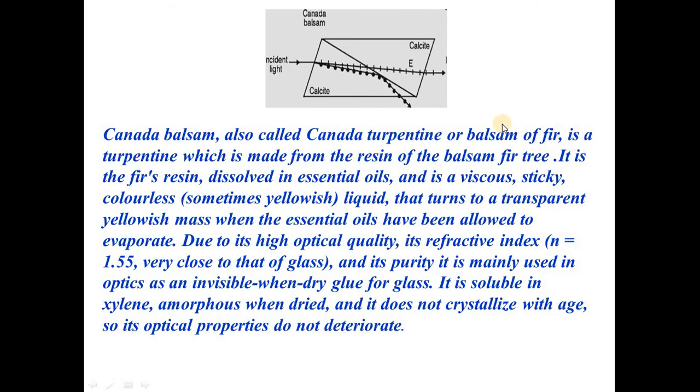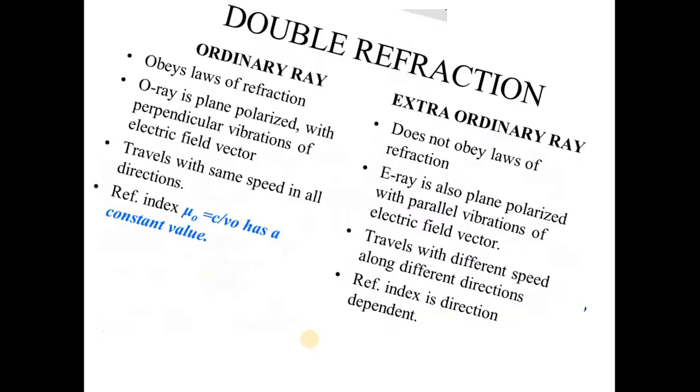It is a turpentine obtained from the resin of the balsam fir tree, and it is dissolved in some sort of essential oil. It is very sticky, and it can be used as a glue. It is transparent, has high optical quality, and has a refractive index of 1.55, nearly the same as that of glass, and it is very pure. When dried, it is used as a glue for glass. Okay, this is about the Canada balsam.